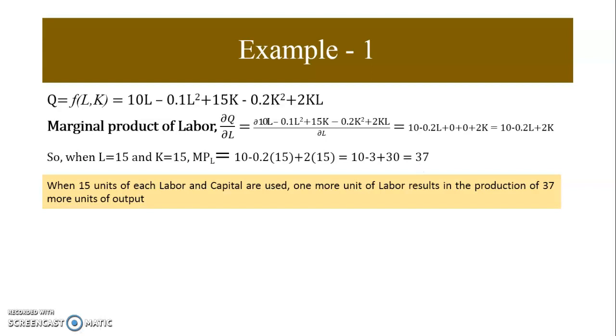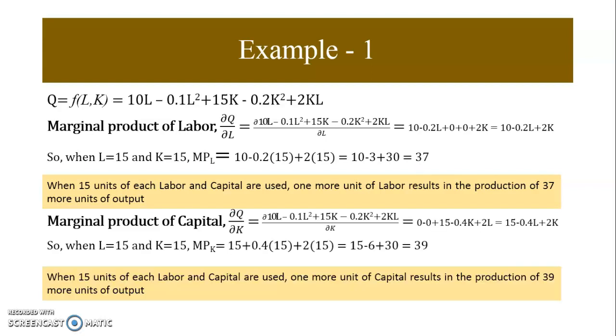Similarly, you can calculate the marginal product of capital, and similarly you have to calculate the partial derivative of output with respect to K by keeping L as constant. So in this case, this is 0, this is also 0, this is 15, this is minus 0.2 into 2, K raised to power 2 minus 1, so that is 0.4K plus 2L. Okay, yes, it is 2L because this is constant. So this is wrong. It should be L here. And when you substitute the values as 15 units for L and 15 units for K, you will find that this is 39 units.